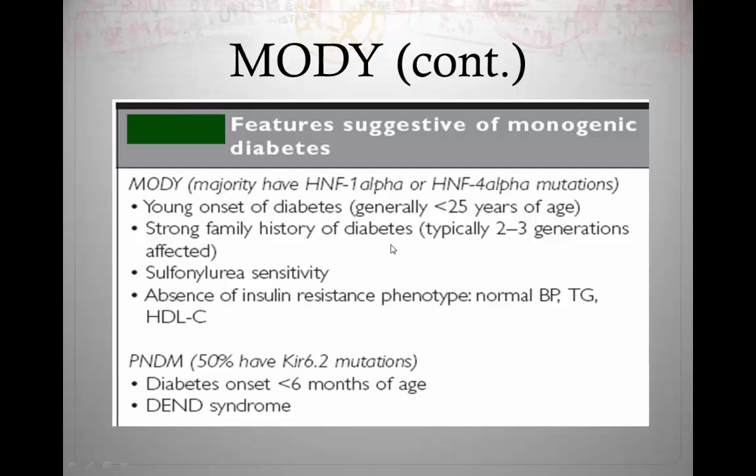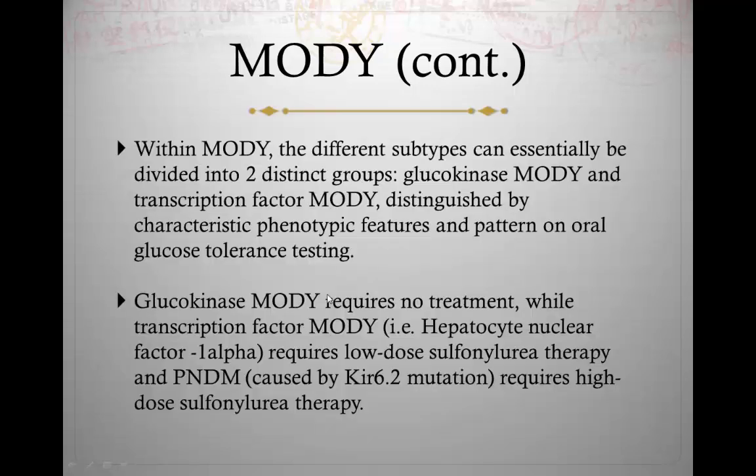There is strong family history of diabetes. There is sulfonylurea sensitivity. There is absence of insulin resistance. There are different subtypes. You have the glucokinase MODY and the transcription factor MODY. Basically, both are genetically induced. In addition, you could have MODY by any hepatocellular mutation.